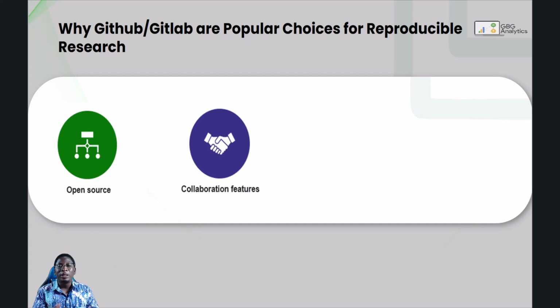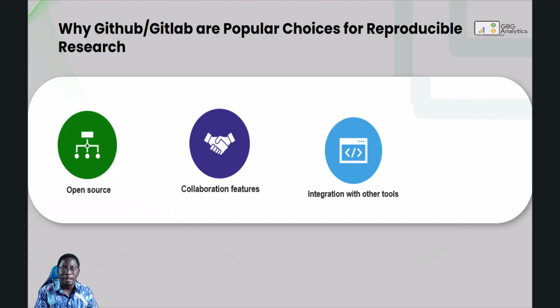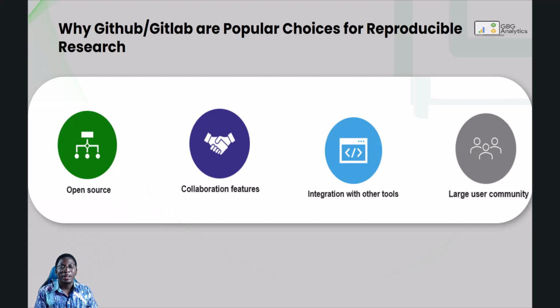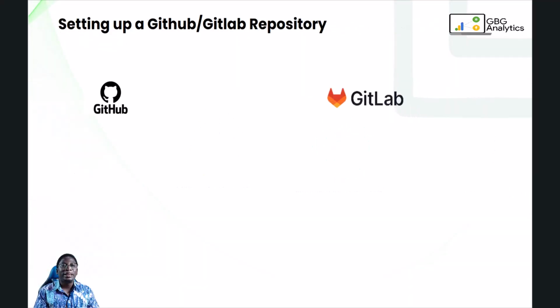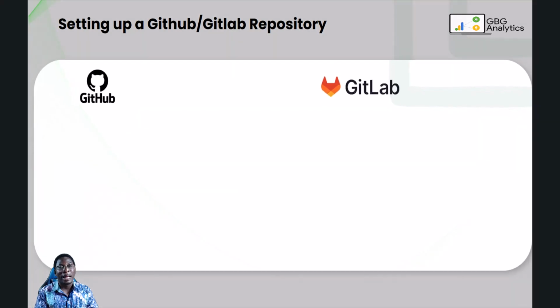For example, both platforms offer collaboration features such as pull requests, issues, and wikis, which allow multiple people to work on the same project and communicate efficiently. GitHub and GitLab can integrate with a variety of other tools, including continuous integration, testing frameworks, and project management software, making it easy to incorporate them into your workflow. Both GitHub and GitLab have large user communities, which means that there's a wealth of documentation, tutorials, and support available for any user.